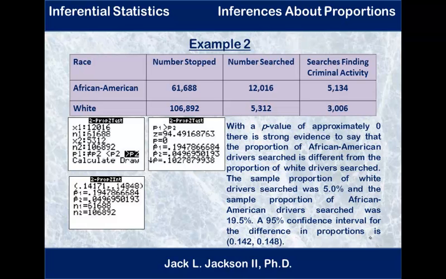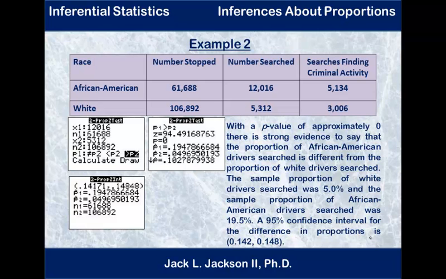So right now we're only really concerned with these first two columns here, number stopped and number searched, not in which ones find criminal activity. So we're ignoring the last column on the right. So the number searched is our number of successes, the number stopped is our sample size. So X1, sample 1 will be African American, sample 2 is whites. So X1 is 12,016, N1 is 61,688, X2 is 5,312, and N2 is 106,892.